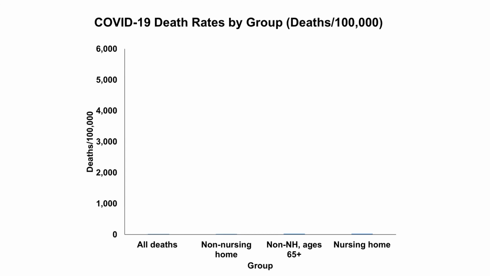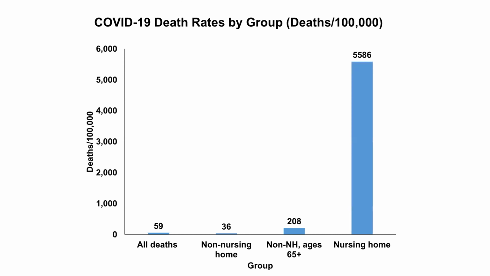We can also talk about death rates. If you look at deaths per 100,000 individuals across the country, we have about 59 deaths per 100,000 individuals in the US. If we look outside of nursing homes, this is 36 per 100,000. Outside nursing homes, for individuals who are over 65 years old, it's 208 deaths per 100,000. And then in nursing homes, it's just tremendously high. So about 5,600 deaths per 100,000. Over 5% of the nursing home population has been wiped out by COVID-19.